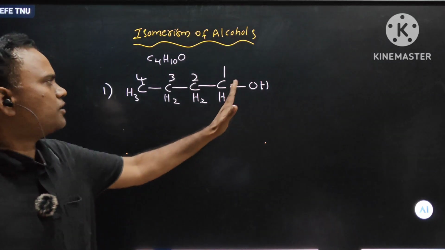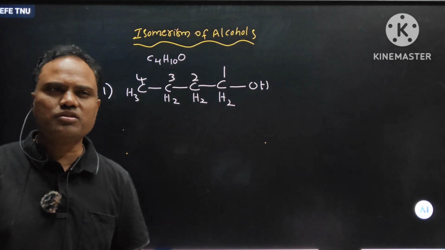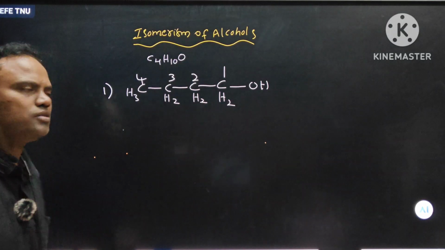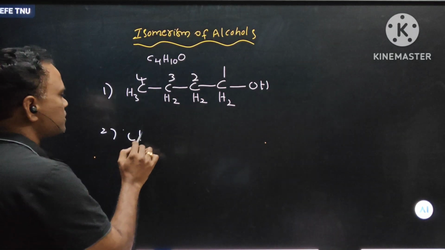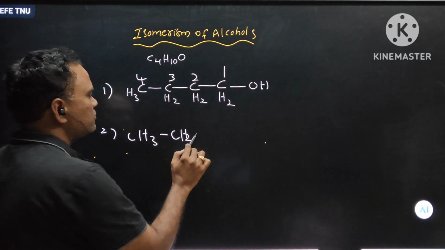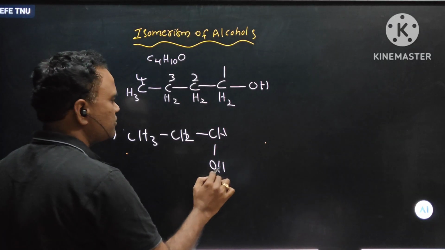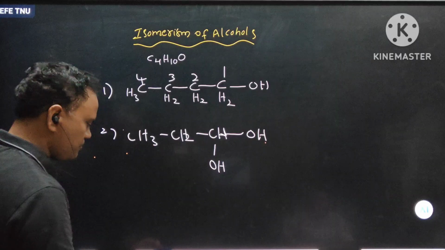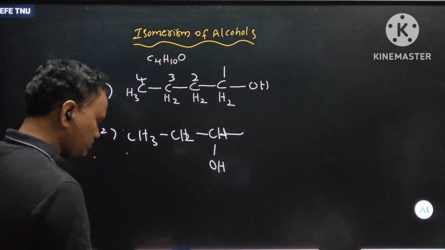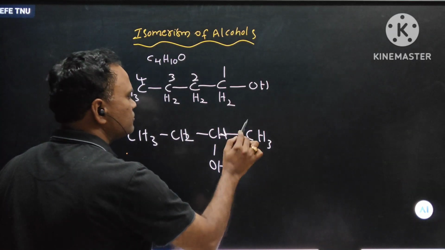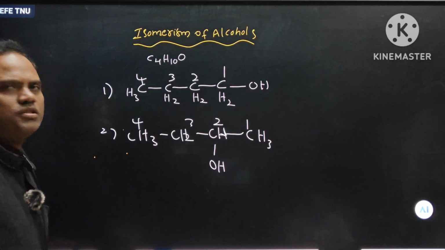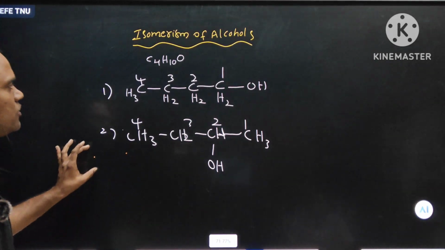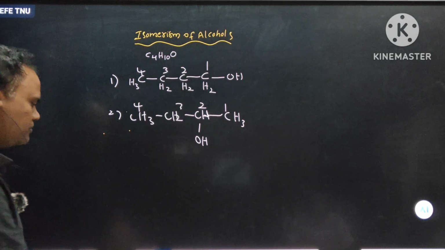1-butanol. The OH group is at the first carbon, so 1-butanol. You can place OH at the second position also. If 1-butanol is possible, then 2-butanol is also possible or not. So the second isomer, CH3, CH2, CHOH, CH3. 2-butanol. This is the second. 1-butanol, 2-butanol. Next.